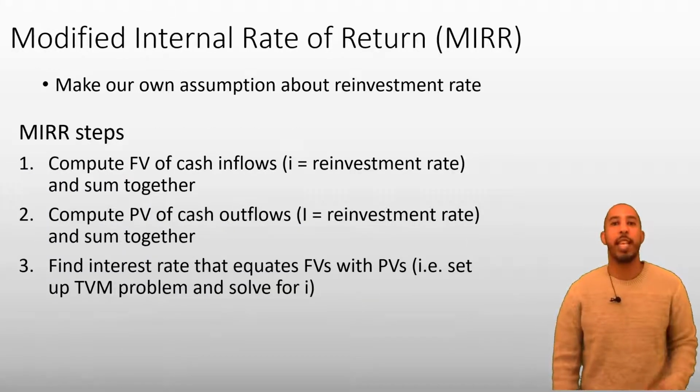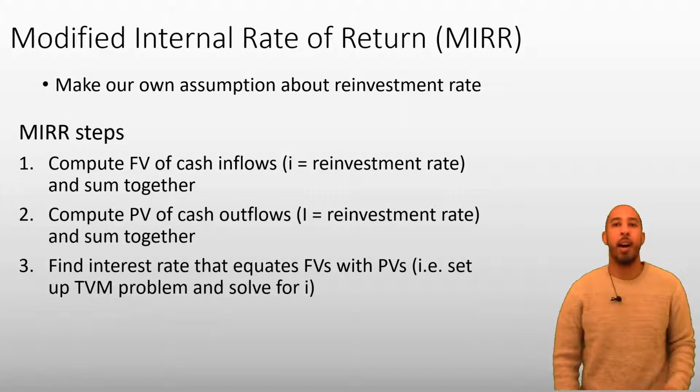Instead of assuming that the intermediate cash flows will be reinvested at the project's computed IRR, modified internal rate of return allows us to specify our own reinvestment rate. If we identify the project as an extraordinary one, we can use modified internal rate of return to say that the intermediate cash flows will be reinvested in something that has a more typical return.